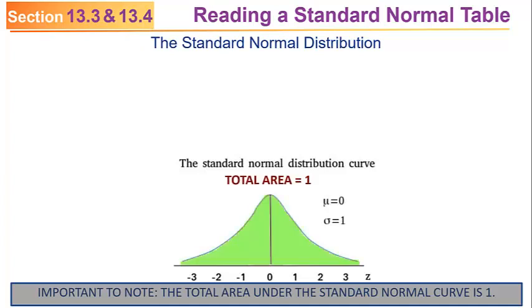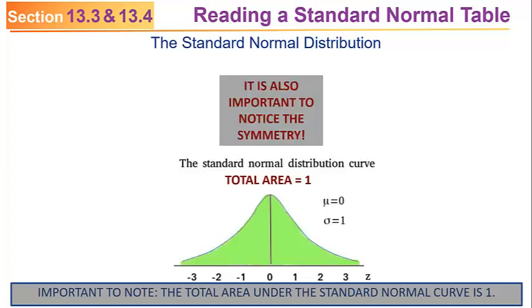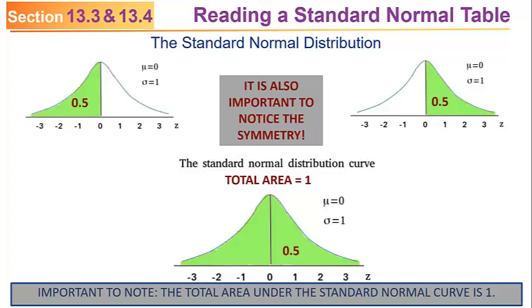But the total area being 1 is extremely important to us. Also notice the symmetry. If you take that graph and cut it right down the middle through z equals 0, the left half and the right half are symmetric. So if the total area is 1, if you cut it in half, on the right side you've got a 0.5, which is half of 1. If you go to the left and cut a slice, you've got a 0.5. And if you take 0.5 and 0.5, of course, you get the total area of 1. The symmetry is extremely important.